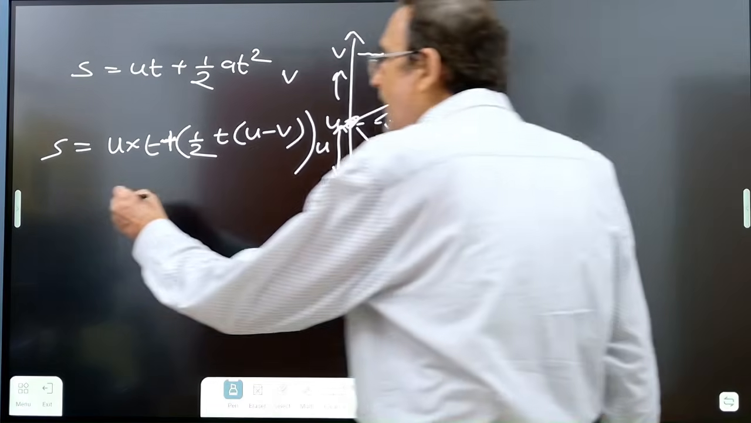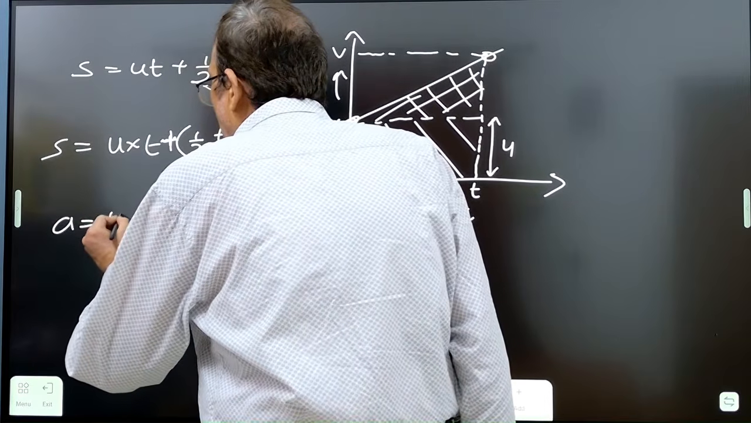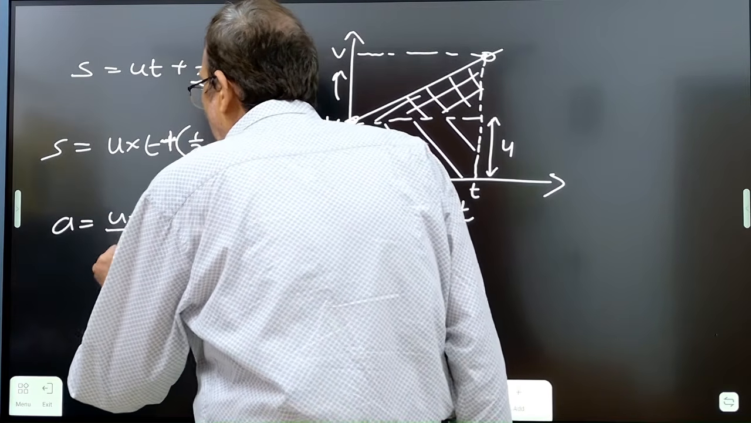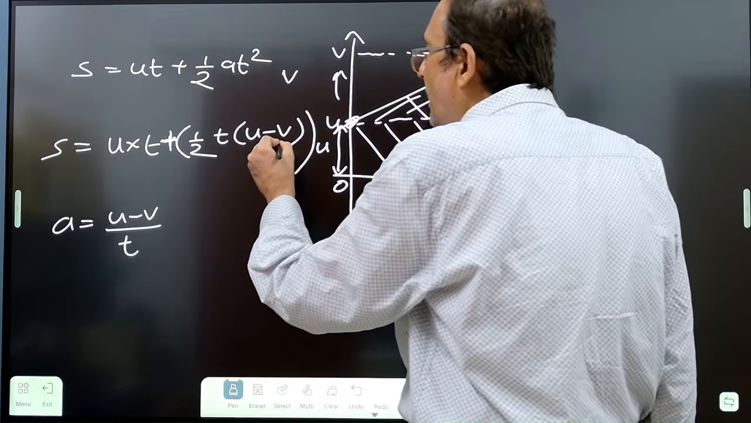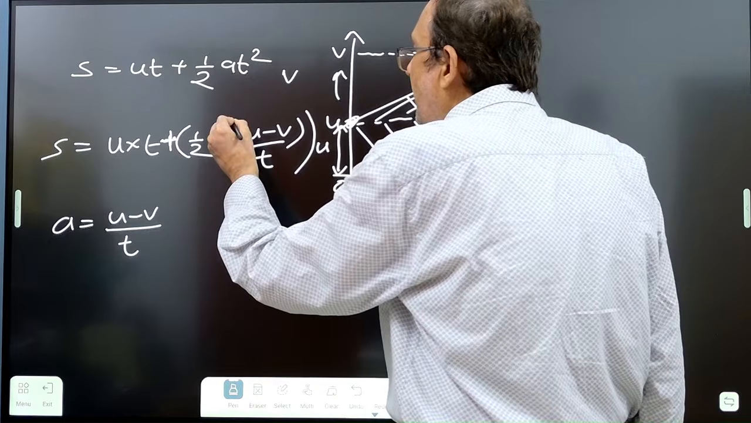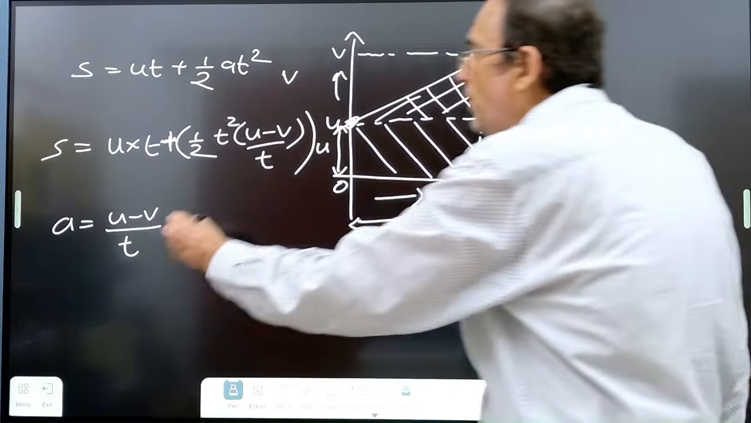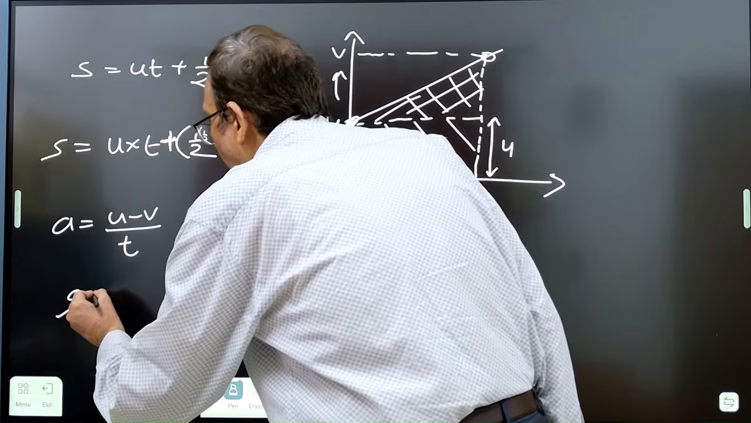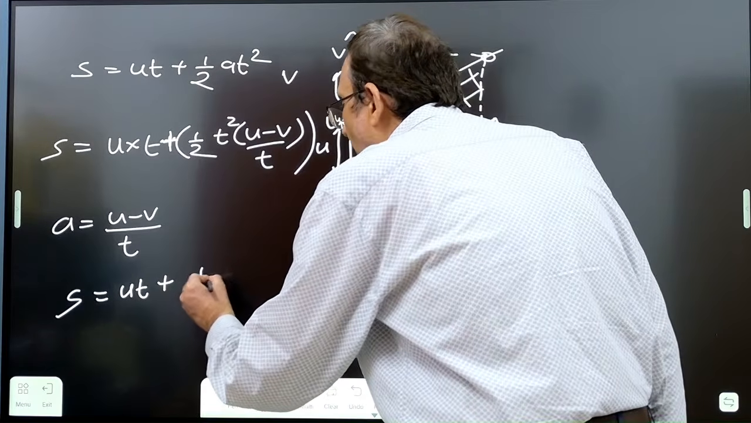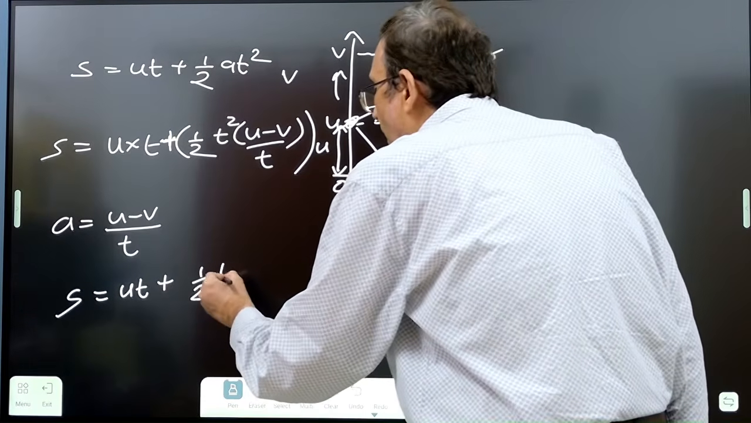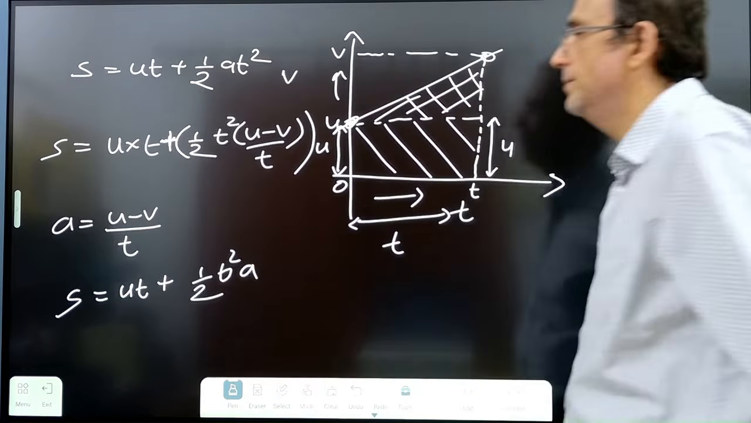Now you know that acceleration as defined is v minus u over t. So you can divide here by t and multiply by t. So what do you get then? You get s is equal to ut plus half t square into (v minus u) by t, which is equal to a.